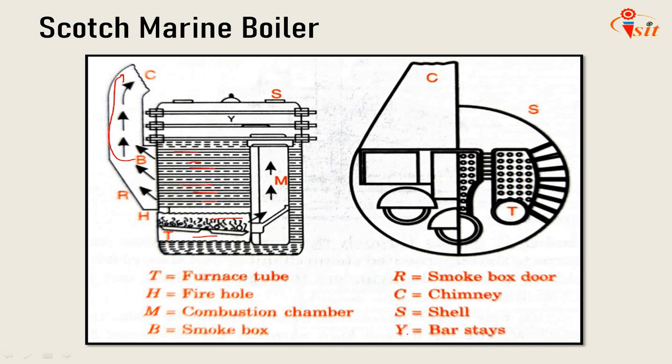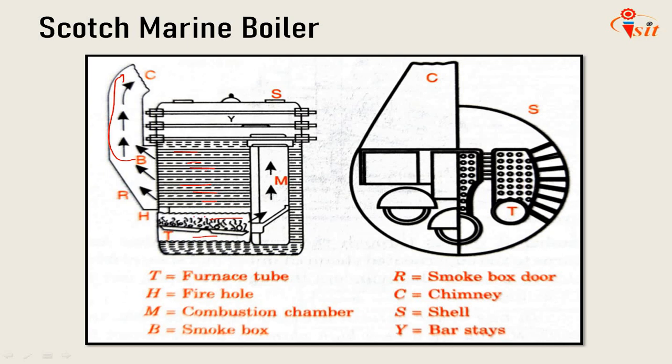It consists of a cylindrical shell in which are incorporated 1 to 4 cylindrical corrugated steel furnaces. A combustion chamber is located at the back end of the furnace and is also surrounded by water. Usually each furnace has its own combustion chamber. A nest of fire tubes runs from the front tube plate to the back tube plates.